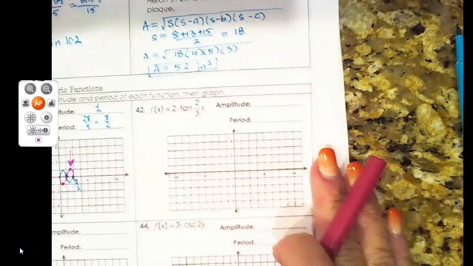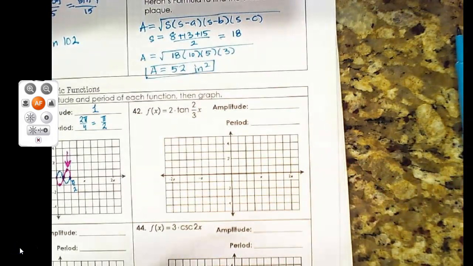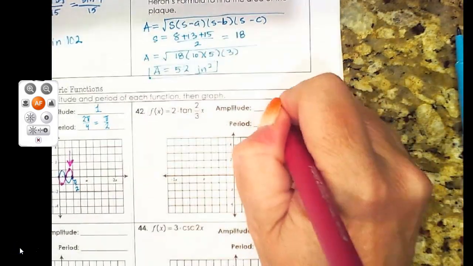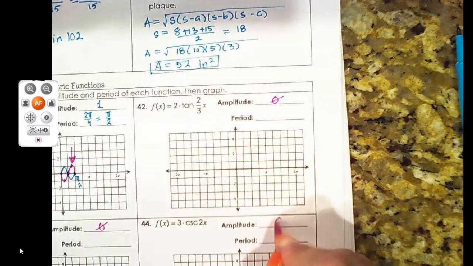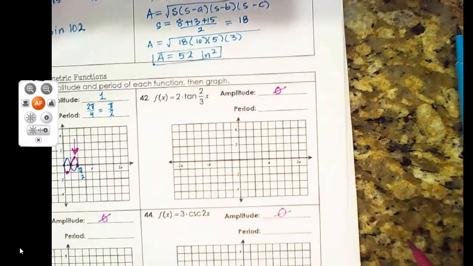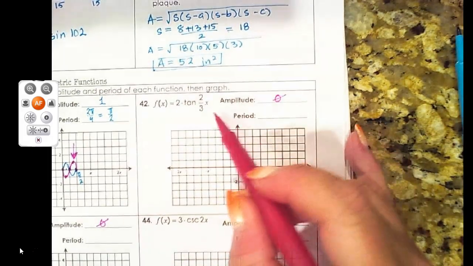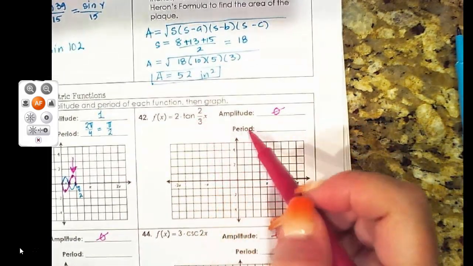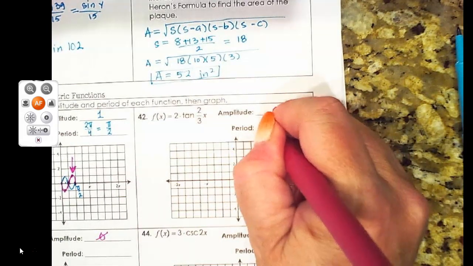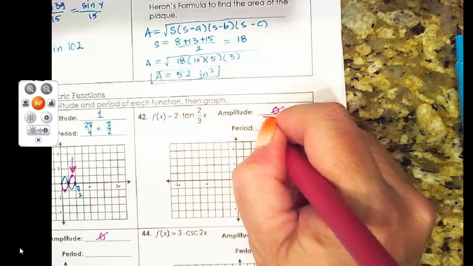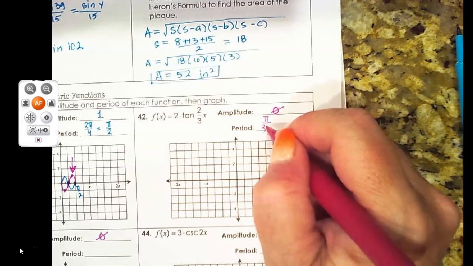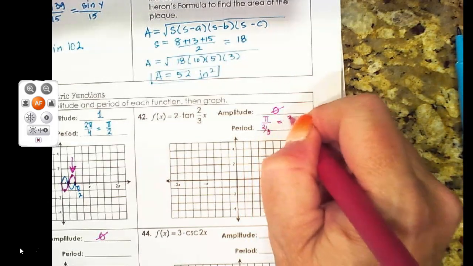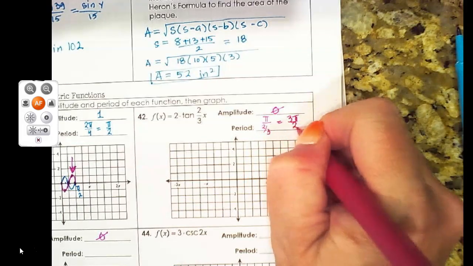Alright, so now we have a tangent function in number 42. We remember tangents have no amplitude, and secant doesn't have amplitude or cosecant either. So I'm going to go ahead and mark those while I'm at it. So to find my period of the tangent function, I'm going to do pi divided by 2/3. So remember, the formula is different for tangent. Pi divided by 2/3 is 3 pi over 2.